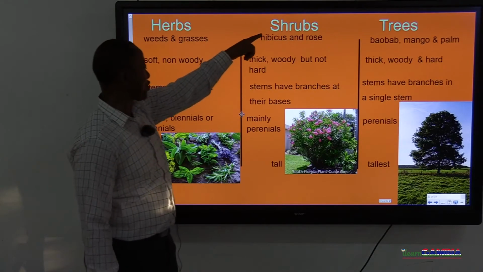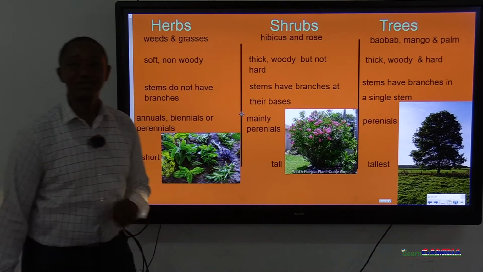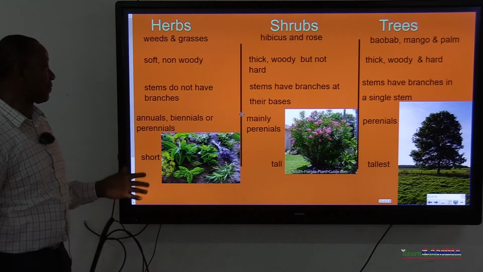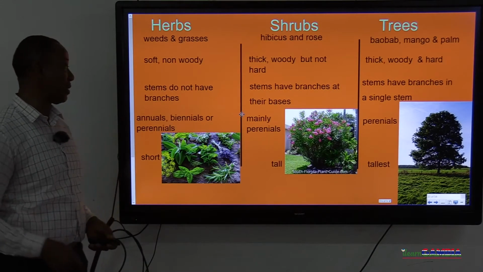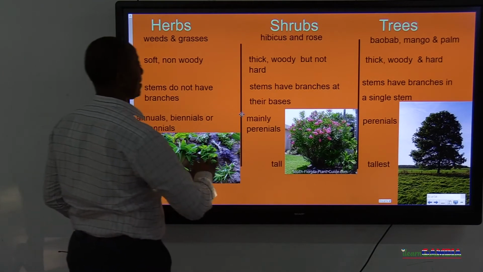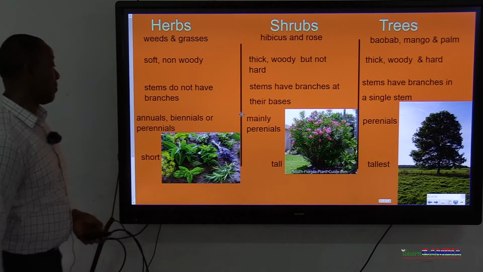But if you come to the shrubs, they are mainly perennials. Most shrubs last for like 2 years or so. There are a few that will go beyond 2 years and more. For the trees, they are perennials. They last for many, many, many years.